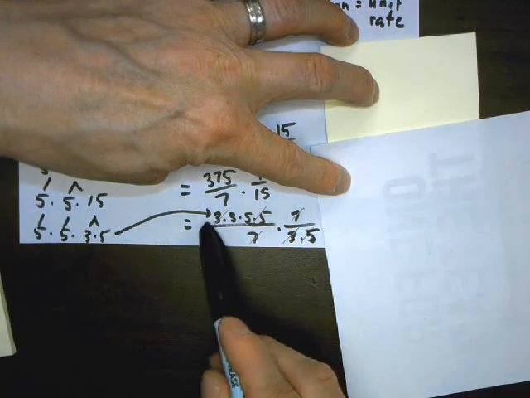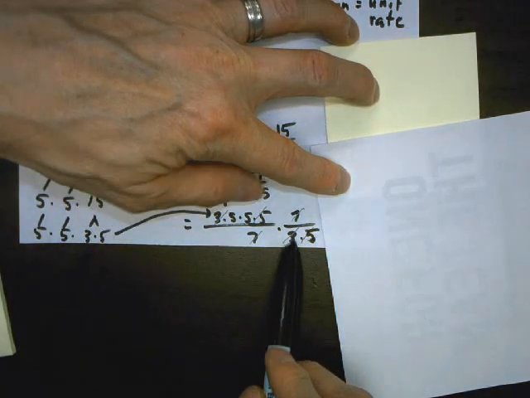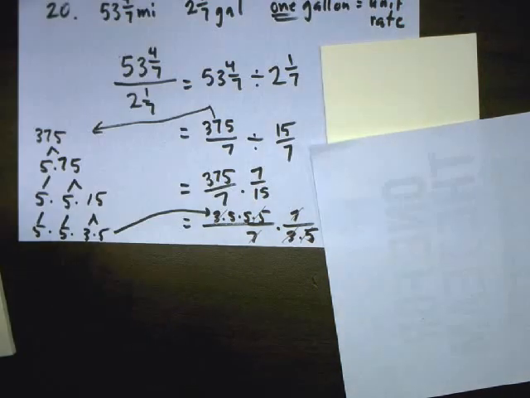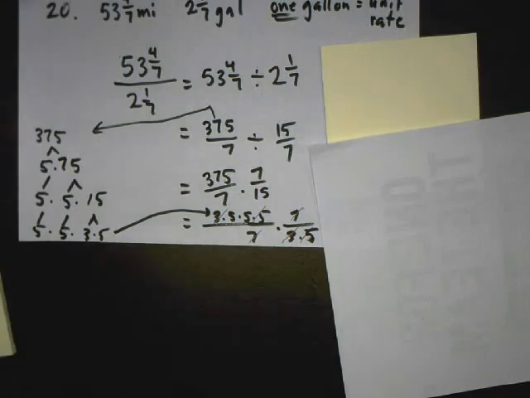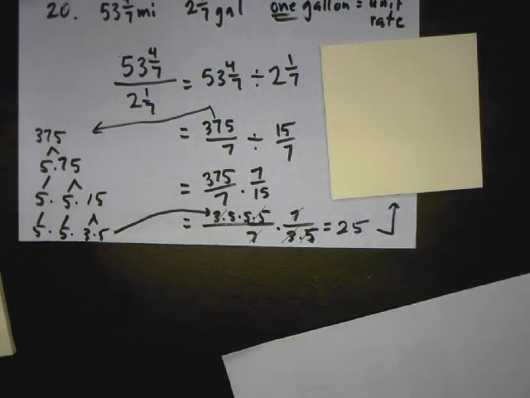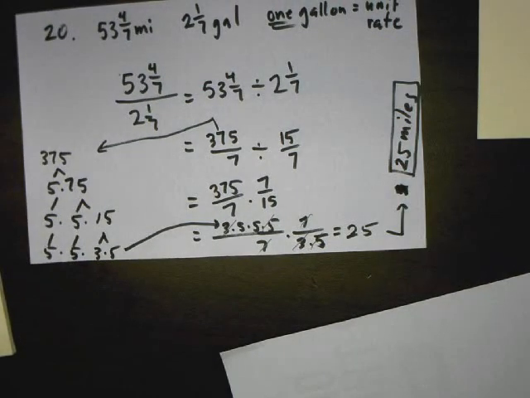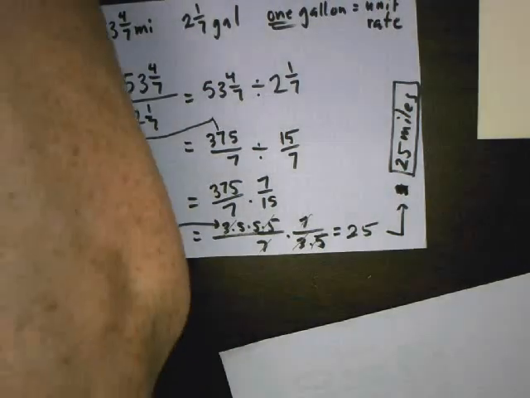I cross out my ones. There's a 3 on top and a 3 on the bottom. I cross it out. 5 on top, 5 on the bottom. Cross it out. 7 on top, 7 on the bottom. Cross it out. Whatever remains gets multiplied. I have 5 times 5 on the top. 5 times 5 is 25. 25 over 1 is just 25. And that means 25 miles. Alright, hope that helped.